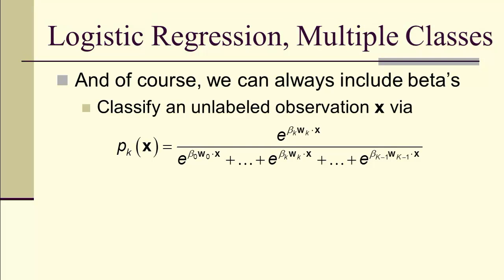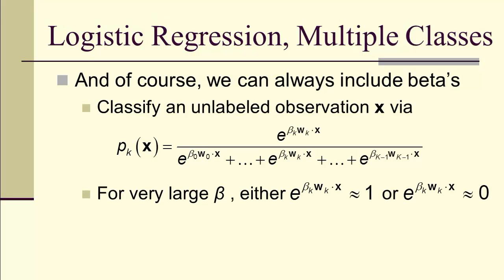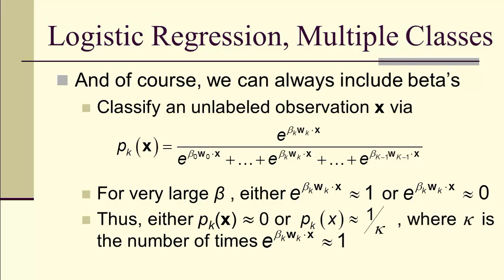We can do everything including betas for each class. So each class will have its own beta. We can let all the betas go to infinity, in which case we'll get a support vector machine. And so even now with multiple classes, everything holds pretty much the same way we've seen before. Now notice, however, that if beta is very large, then e to the beta w dot x is practically 1, or e to the beta w dot x is practically 0.